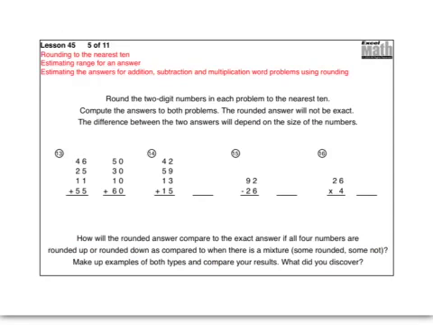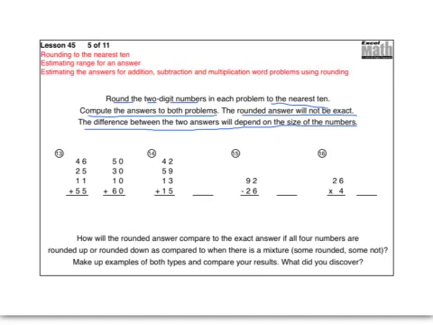All right, now that we know how to round, we're going to estimate the answers to these problems here. So round the two-digit numbers in each problem to the nearest 10, compute the answers in both problems, then the rounded answer will not be exact. The difference between the two answers will depend on the size of the numbers.